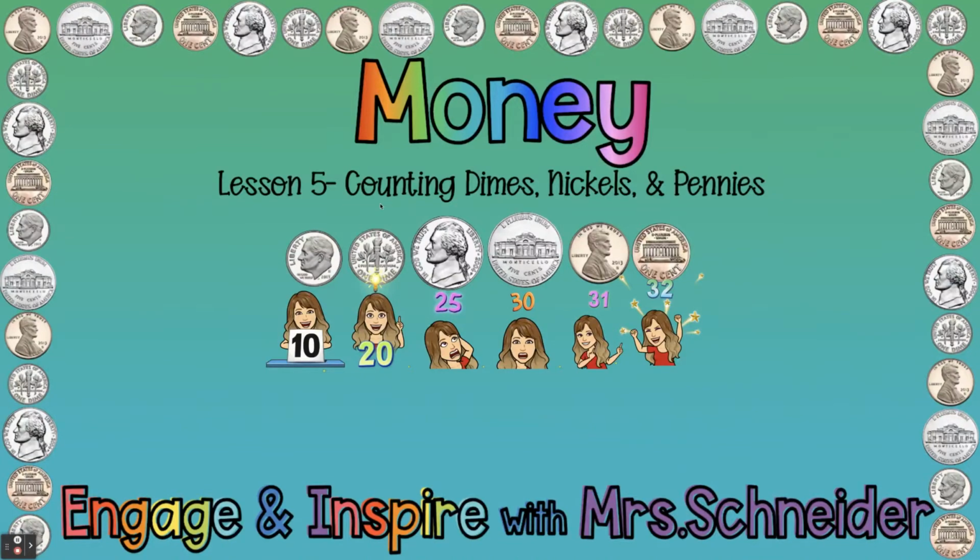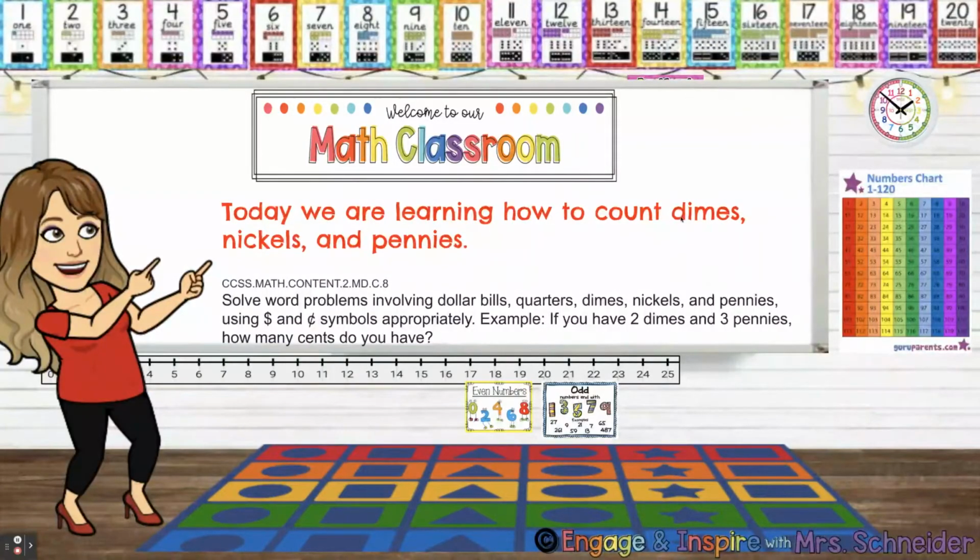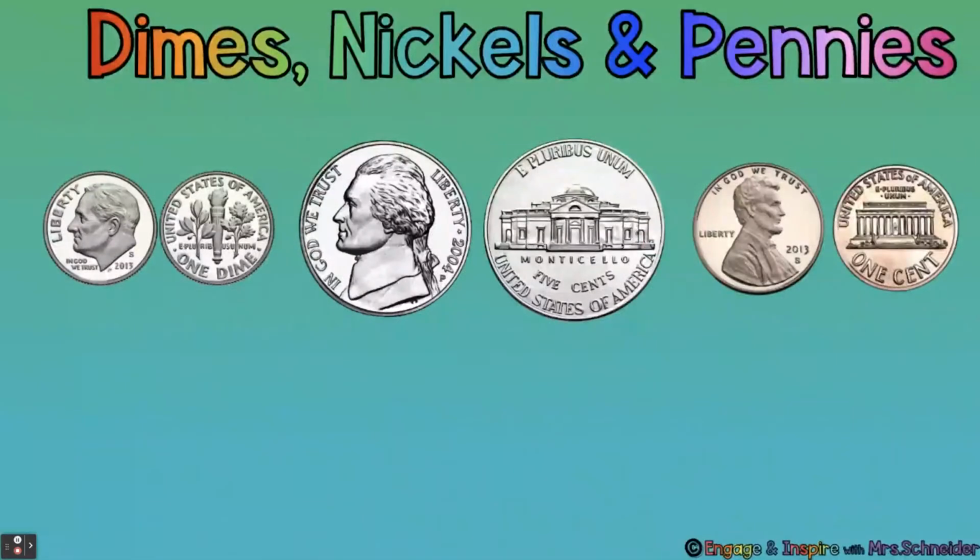Money, Lesson 5, Counting Dimes, Nickels, and Pennies. Today we are learning how to count dimes, nickels, and pennies.